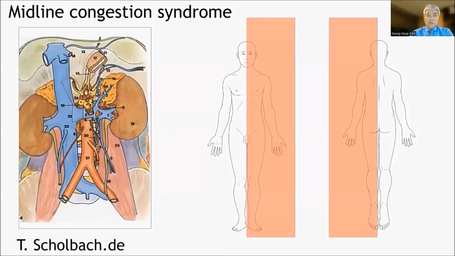Dr. Scholbach in Germany mentioned that in the Nutcracker syndrome, there may be congestion in any part of the left half of the body from head to toe, and used the term midline congestion syndrome. This concept of midline congestion may explain various unusual left-sided symptoms in Nutcracker patients, such as headache, stuffed nose, neck, shoulder, or leg pain. This is still not established but a conceptual syndrome and needs further clarification.